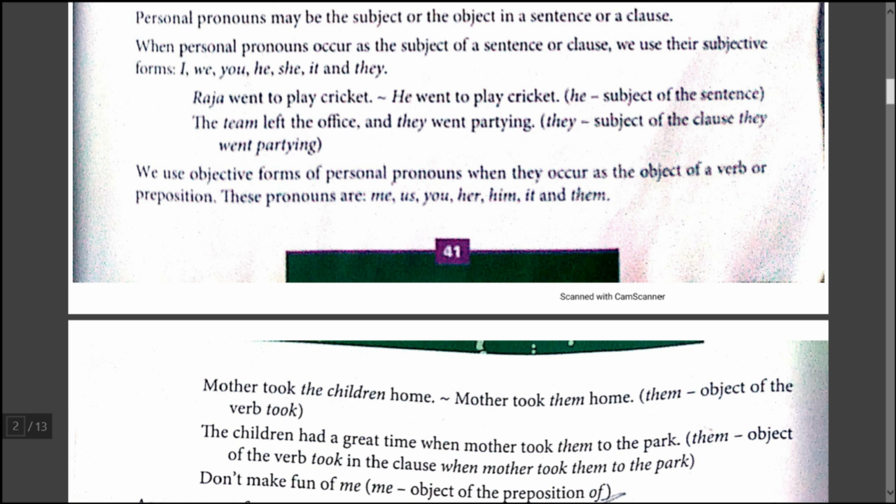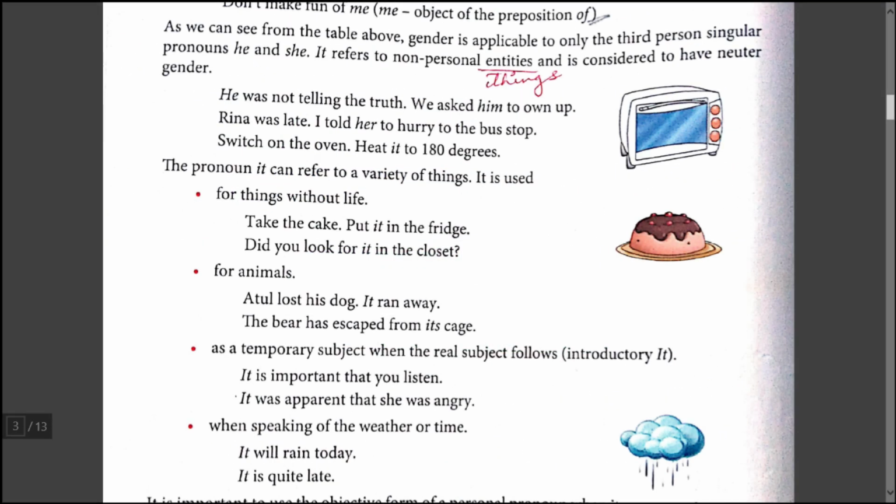So here, don't make fun of me. Now here, in this particular sentence, of me is given. Of is a preposition, and after that the object me is there. So here me is the object of the preposition of. Don't make fun of whom? Me. So next one, as we can see from the table above, gender is applicable to only the third person singular pronouns, that is he and she. So genders are applicable for he stands for male and she stands for female.